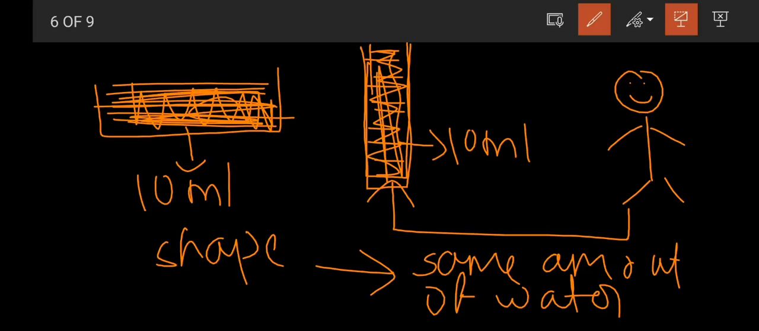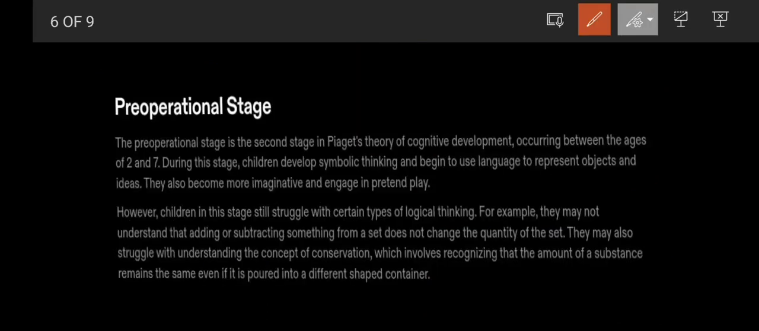Like this the child can't understand. He will think that this is the wider one, but it looks small because it is not long, and this is the longer one and it looks big, so it has more water. Like this the child will think. But he can't understand that both have different shapes but the capacity to contain the same amount of water. So he will struggle with conservation in this stage. Hope you all understood this.